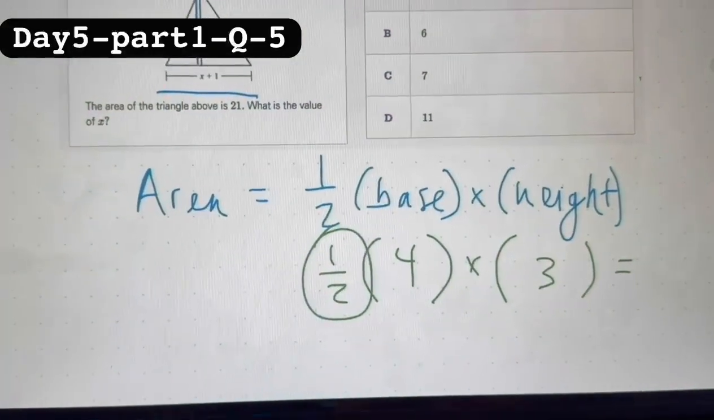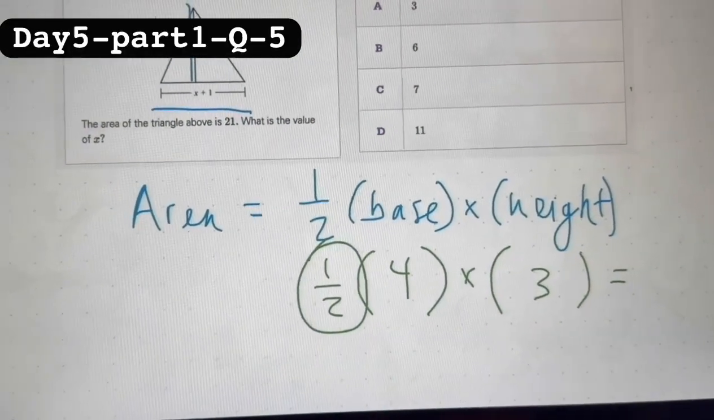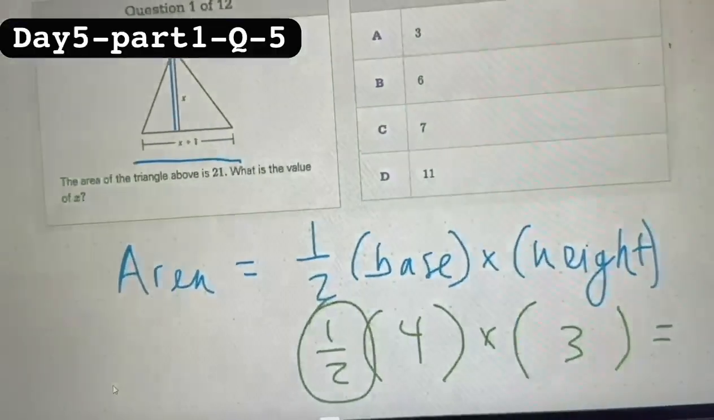So, I just did a thing. Hold on. Let me exit full screen. I'm going to exit full screen. There we go. Sorry about that.